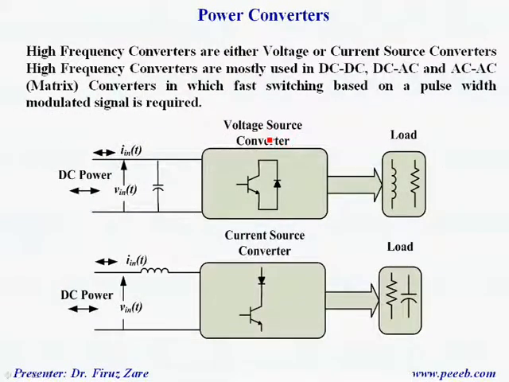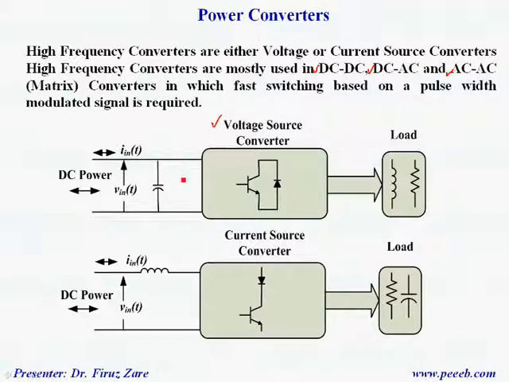High frequency converters are either voltage or current source converters. High frequency converters are mostly used in DC-DC, DC-AC and AC-AC converters, in which fast switching based on a pulse width modulated signal is required. So let's start with the voltage source converter.